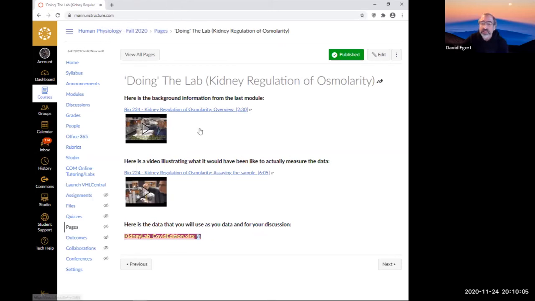All right, so that gives you a sense of how we actually measure the variables. And here under this kidney lab data, this is the actual data that you're going to use for your discussion. In your discussion, you are going to look at this and talk about whether this data supports your hypotheses or not, and what happened, what you notice. So let us take a look here.